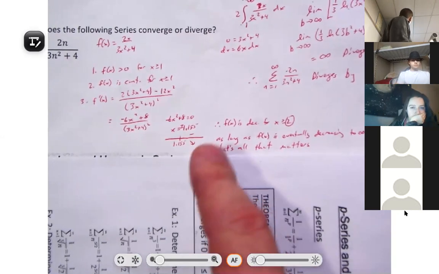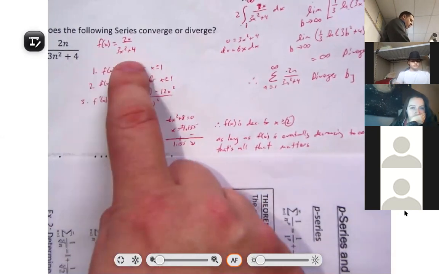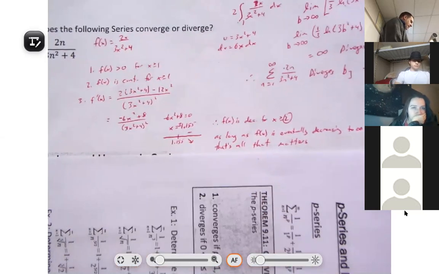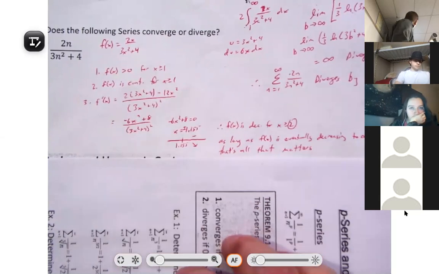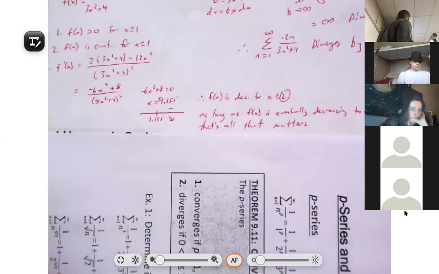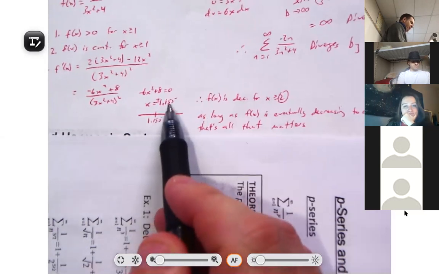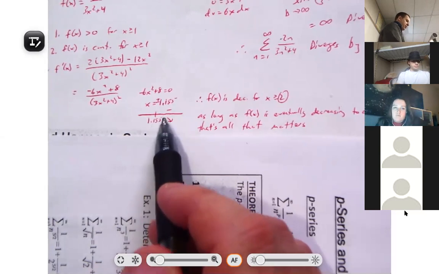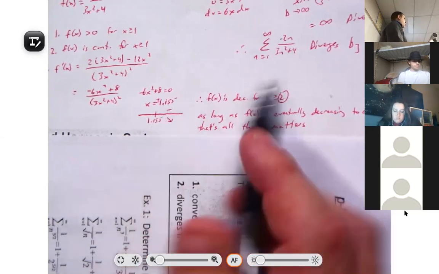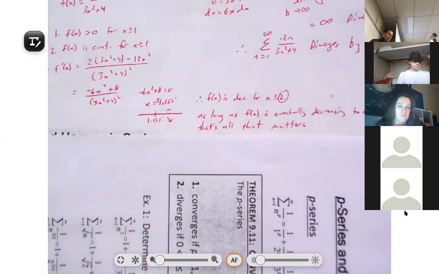So on this one, it's all the same setup. We let f equal 2x over 3x squared plus 4. They're positive for x greater than or equal to 1. It's continuous for x greater than or equal to 1. Then look what happens if you go through and see if it is decreasing. So you do the quotient rule, you find your critical numbers, and the critical numbers turn out to be plus or minus 1.155. And if you plug in a number past 1.155, then f prime is negative. What that means is from 1 to 1.155, the function is increasing.